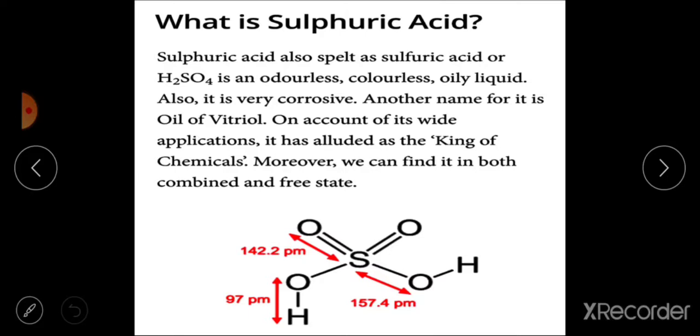The structure of sulfuric acid is given here. The S=O bond length is about 142.2 picometer, while the S-O single bond length is 157.4 picometer. The O-H bond length in sulfuric acid is 97 picometer. You can see the structure of sulfuric acid.